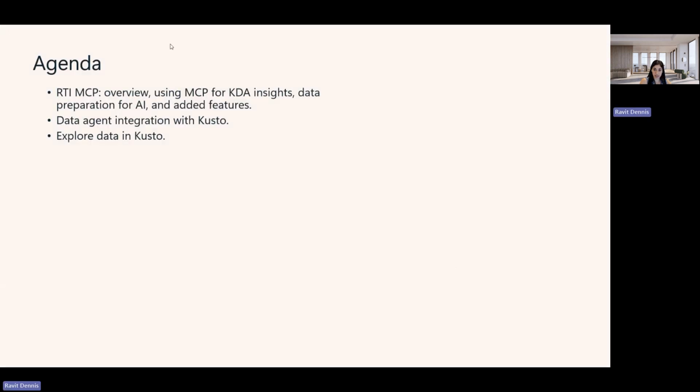So on our agenda is the RTI MCP. We're going to do an overview and show you how we use it to do root cause analysis and get some insight on your data. And then how we use it to prepare your data for AI. Then we're going to talk about the data agent integration with Kusto and explore data in Kusto. Stay tuned.